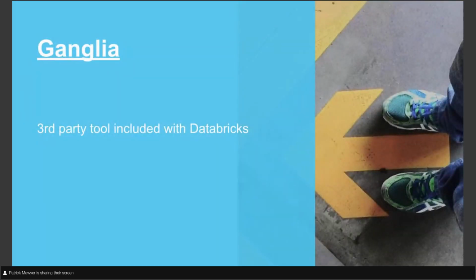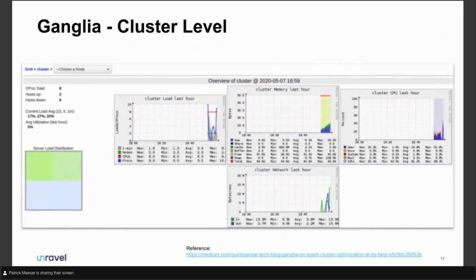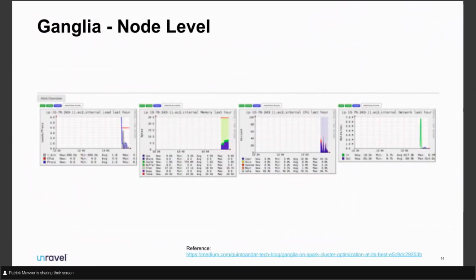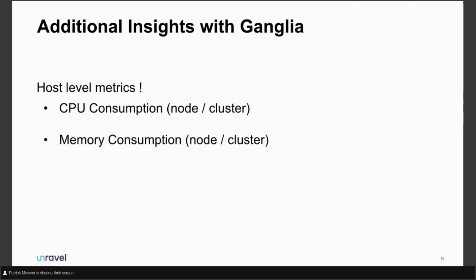Now we can introduce Ganglia, an open source tool which comes with Databricks. This is going to address some of the infrastructure metrics that we have missing. So you'll see things from a cluster level, specifically at a node level. And what that's going to allow us to see are host level metrics: our CPU consumption, memory consumption, disk usage, network I/O, all things that can impact the performance of your job.